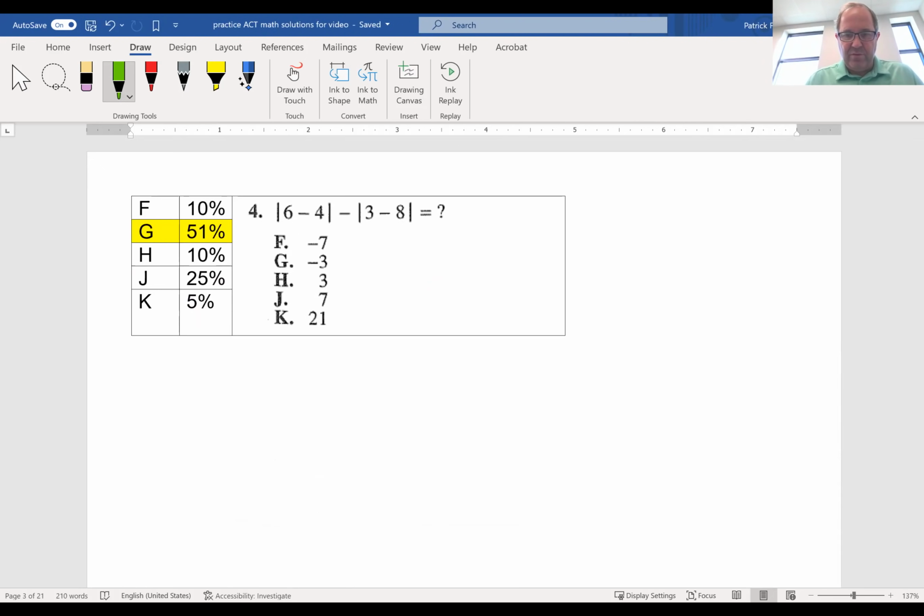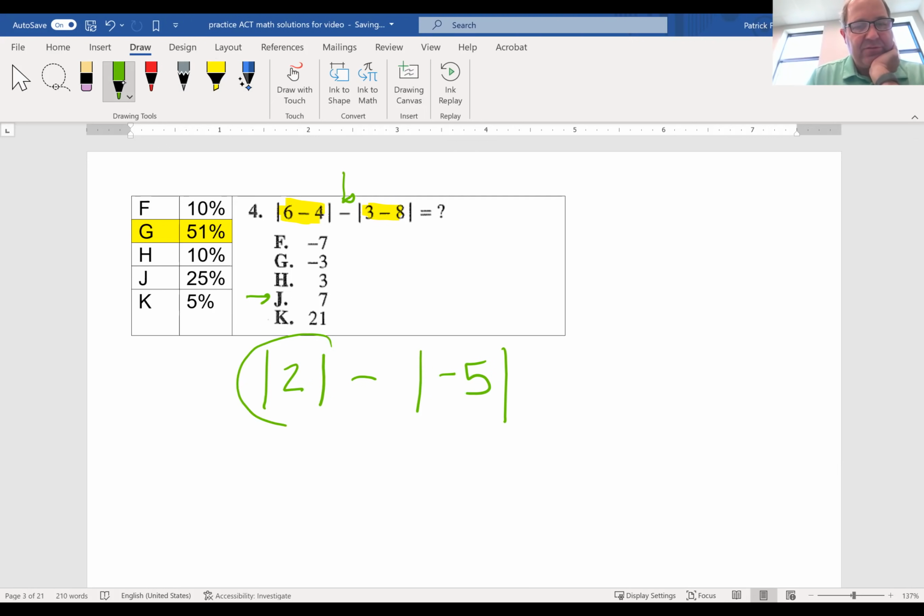This one's a similar one. Half of us got it right. And I'm thinking some people chose letter J because they were thinking absolute values always give positive answers. Yes, but there's something interesting going on in here with the subtraction sign. So what we should do is go ahead and figure this out. 6 minus 4, well, that's going to be a 2. And then 3 minus 8, that's going to be a negative 5. So our problem comes down to this.